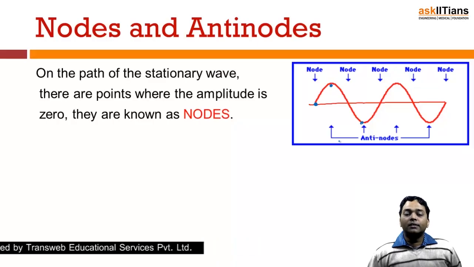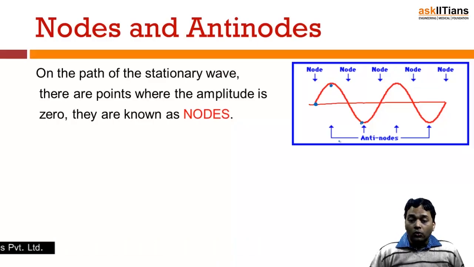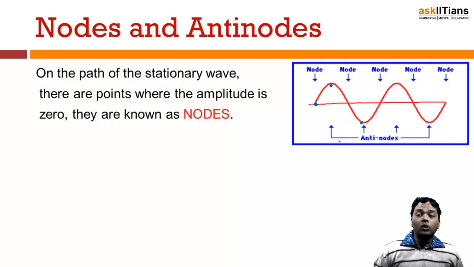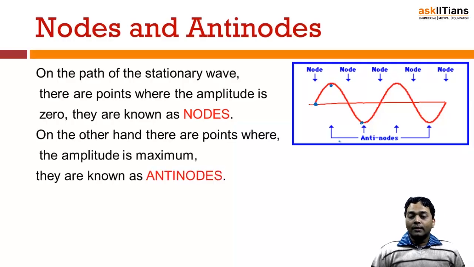On the path of the stationary wave, there are points where the amplitude is 0. These are known as nodes. They have the maximum velocity and so minimum amplitude. On the other hand, there are points where the amplitude is maximum. These are known as the antinodes.